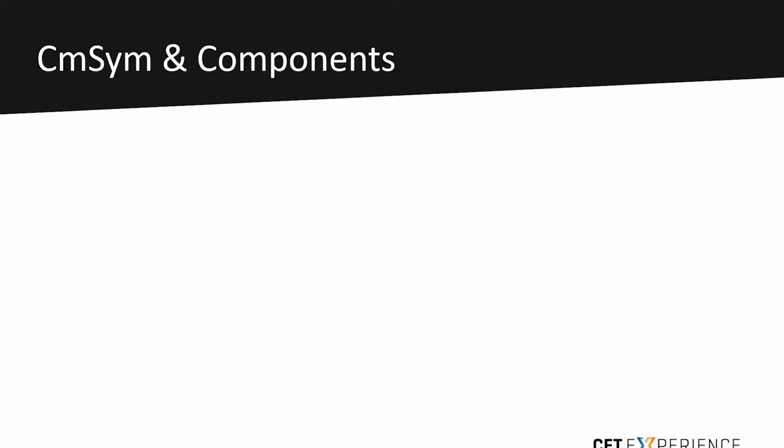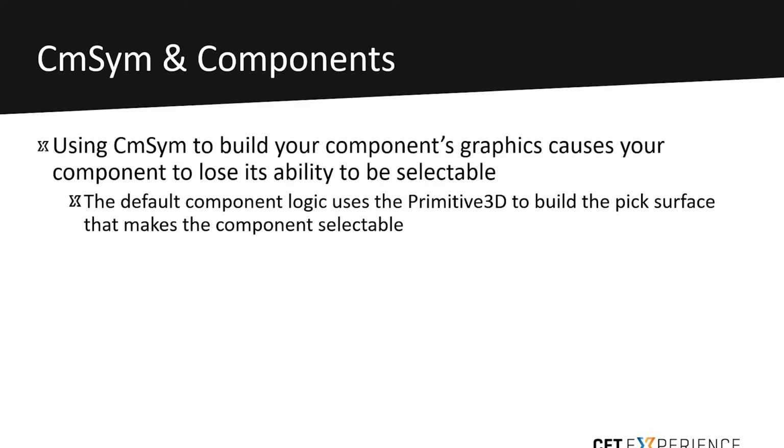I wanted to make one note about a limitation of components. If you choose to use CmSym to build your component's graphics, you lose the ability for it to be selectable. The reason is that the default component logic uses the primitive 3D to build the pick surface that makes the component selectable. I already explained that when you click on an object, you're actually clicking on the pick surface 3D that the snapper or core object generates. For whatever reason with components, that pick surface 3D doesn't get generated because it's trying to find a primitive 3D object that you obviously didn't create because you used CmSym.